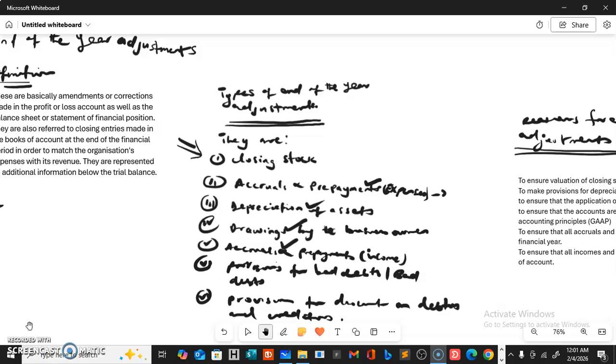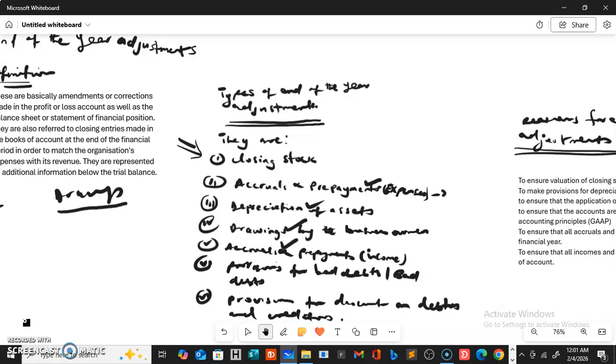Drawings. We know that there are times whereby the owner of the business may decide to withdraw part of the product, or part of the goods purchased from the business, for his personal use.